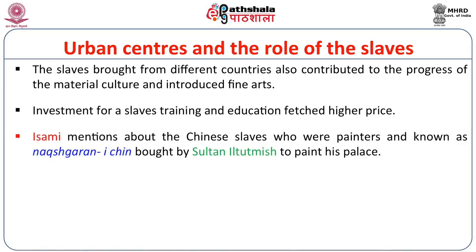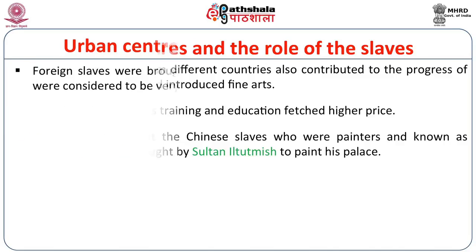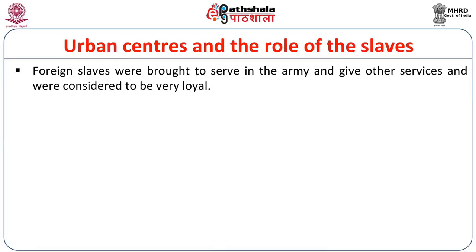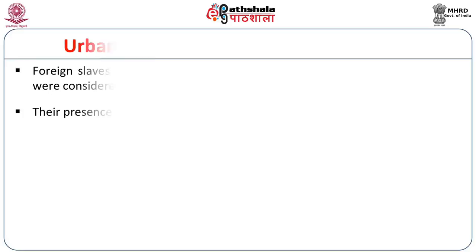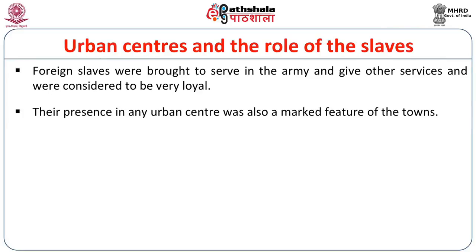Isami mentions the Chinese slaves who were painters and known as Nakshgaran-i-Chin, bought by Sultan Iltutmish to paint his palace. The foreign slaves were brought to serve in the army and give other services and were considered to be very royal. And especially during the time of Iltutmish up to Balban, slaves were part of the highest bureaucracy. Their presence in any urban center was also a marked feature of these towns.